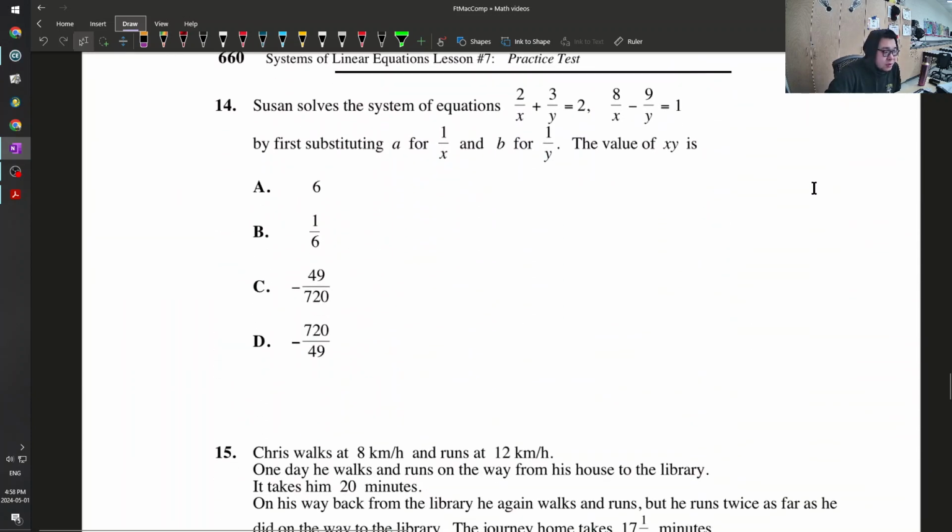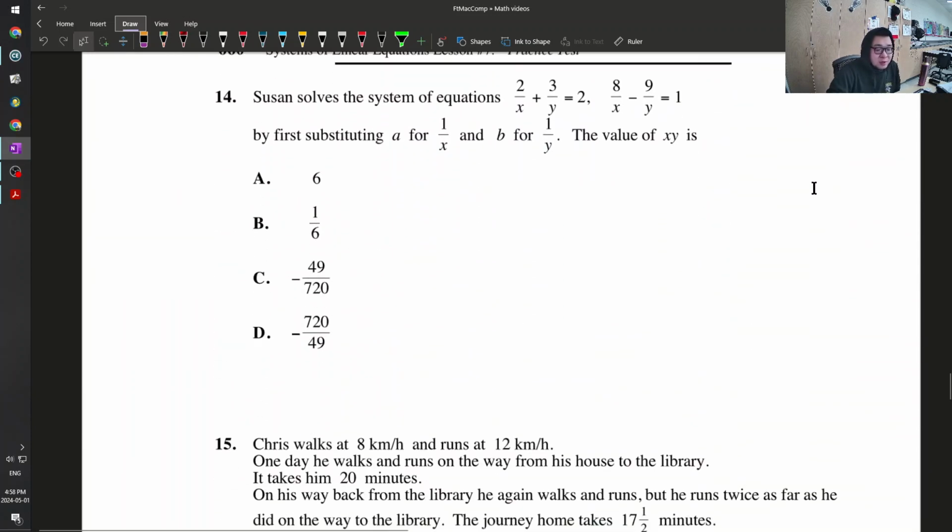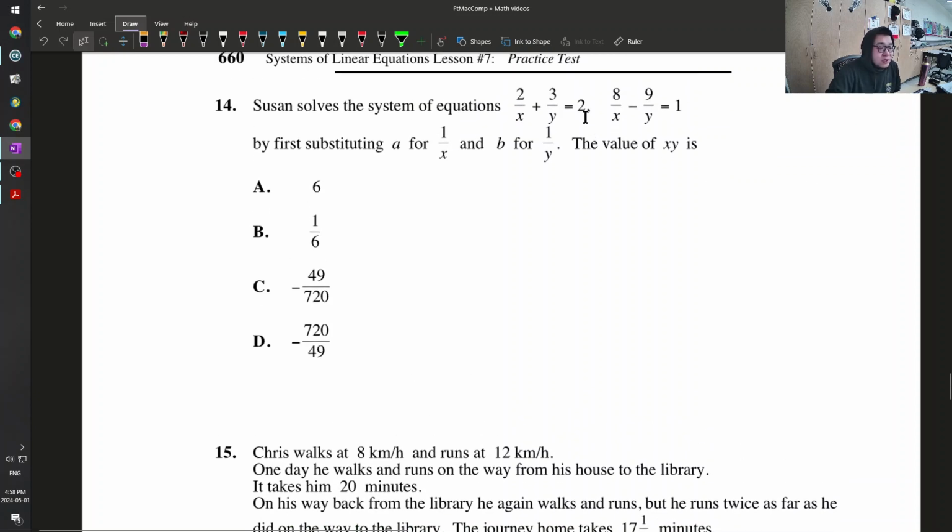Now let's keep going. Susan solves the system of equations, this and this, by first substituting a for 1 over x and b for 1 over y. What's the value of x times y? So she is substituting, therefore we should try to also substitute. Alternatively, we can graph it, but graphing it won't be that easy because y's are not separated. So I just use their formula.